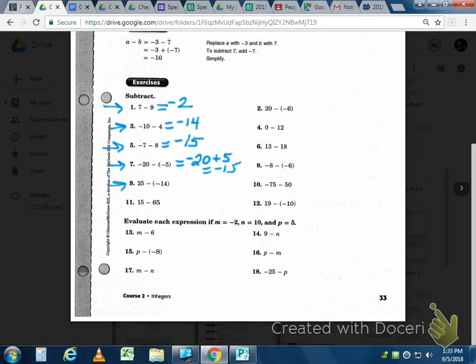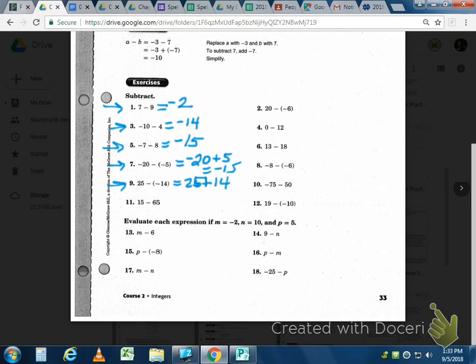All right, number 9. Do I have to rewrite that one or not? Yes. So I'm going to write 25, and there's minus negative again. So they're the same, so it would become a... Is there somebody that hasn't gotten a ticket? Macy? What sign am I going to write there? Plus 14.